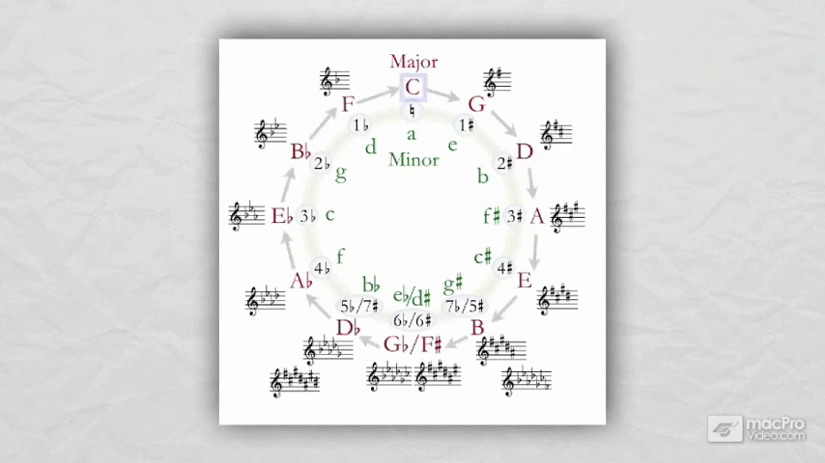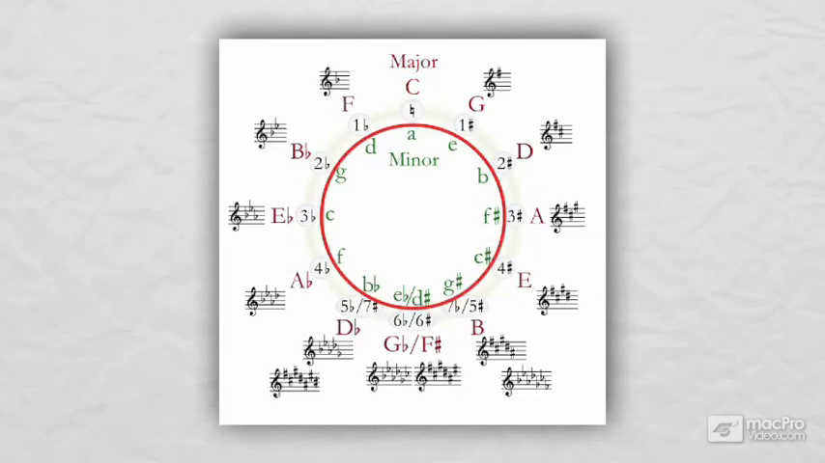If you read clockwise, starting from the C, you'll see that each successive note is a fifth interval apart, and it winds its way around until it comes full circle back to the C at the very top. First of all, notice how the relative minor key is shown for each corresponding major key.